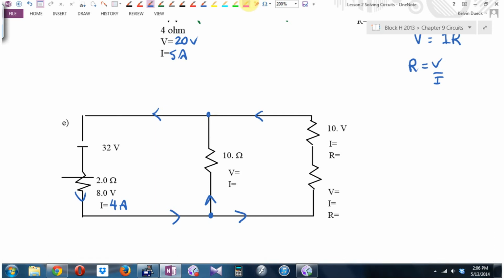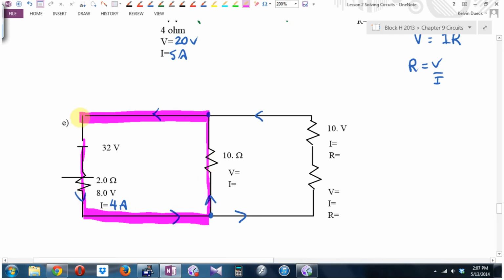Ready, William, my friend? Let's go skiing. How high is the chairlift? 8. No, that's the resistor. Careful, that's not your fault. It's a bad diagram. How high is the chairlift, the battery? 32, okay? And then we're going to lose. What do we lose going through that first hill? What voltage do we lose? You just told me. 8. What's left? 32 take away 8, folks, is what? 24?